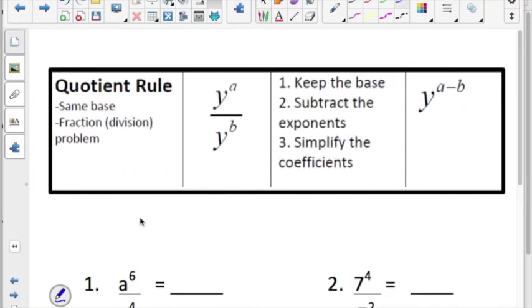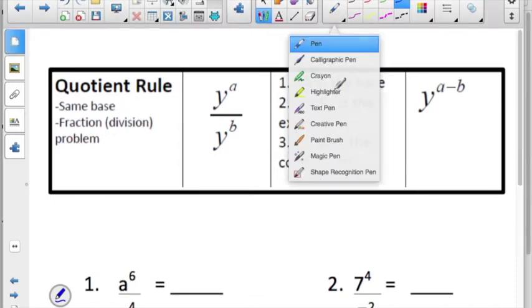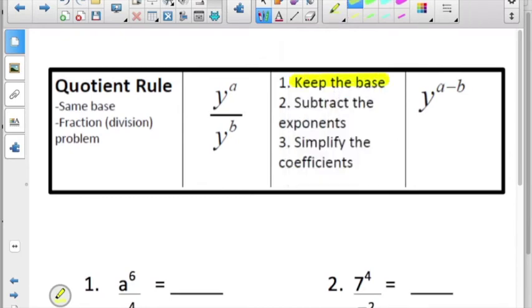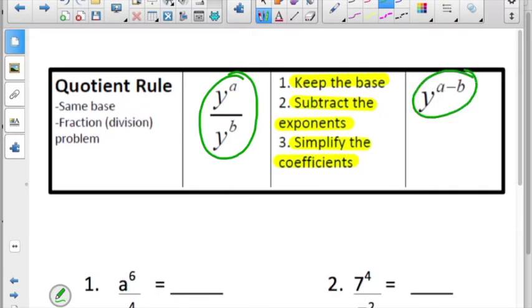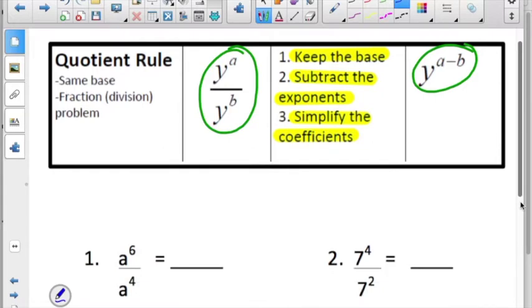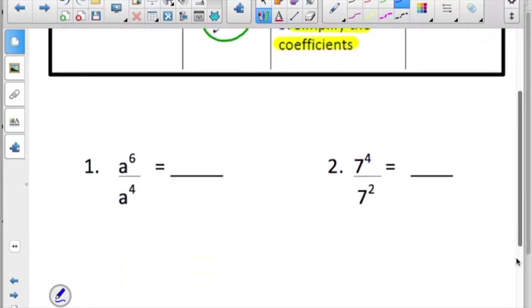Our second rule is the quotient rule, which is a fraction or division problem. You have two terms with the same base. One's in the numerator, one's in the denominator, a fraction or division problem. The way that you solve this one is you keep the base. This time we're going to subtract the exponents, and we're going to simplify the coefficients, or divide. So in our example, y to the a power over y to the b power, that would be y to the a minus b. So our first example is a to the 6th over a to the 4th.